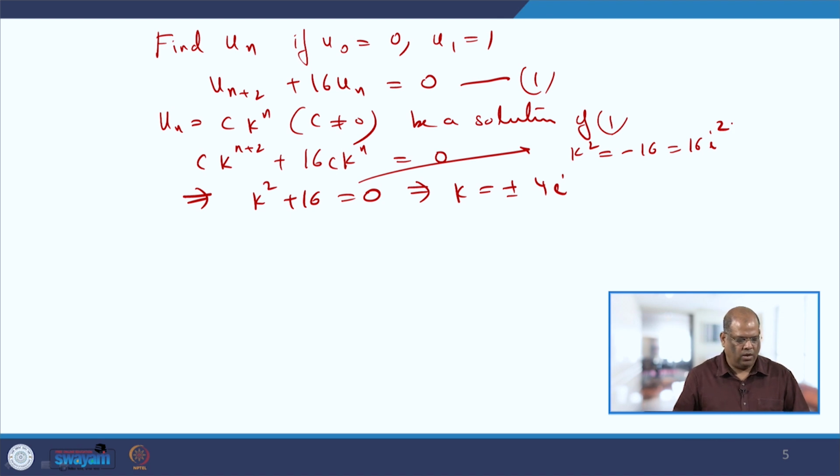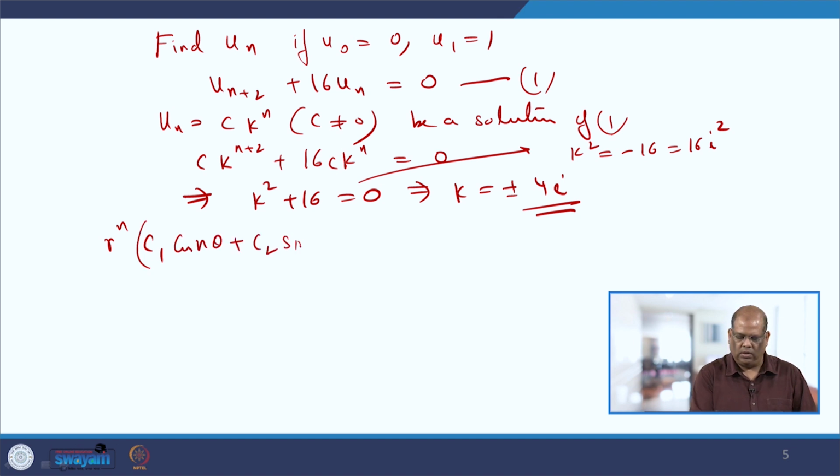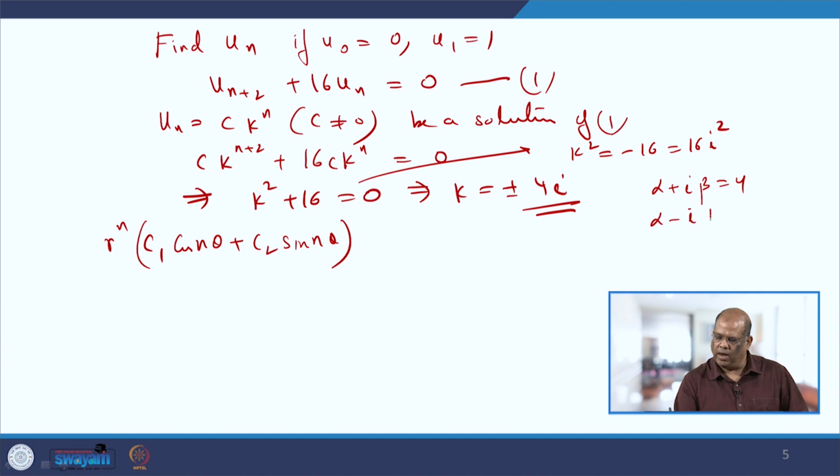So, once you get it, you have the solution. Here you have two roots, however, their real part is 0, but if I write that formula, you will get it in the form C1 r to the power n, C1 cos n theta plus C2 sin n theta. So, if I substitute it here, your alpha plus i beta is equal to 4i and alpha minus i beta is equal to minus 4i. So, you can see that your alpha becomes 0.